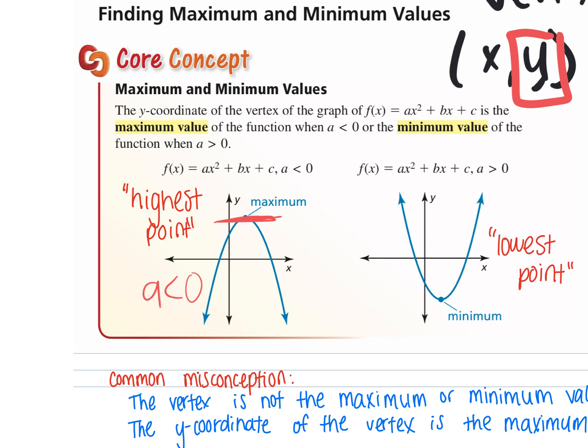Now, the reverse is also true. When do we get graphs where it looks like a U in terms of the parabola? When A is positive. So when A is greater than 0, we get a minimum value at the bottom of our parabola, okay? And we find the actual value by finding the value of the vertex, the x and the y of the vertex.